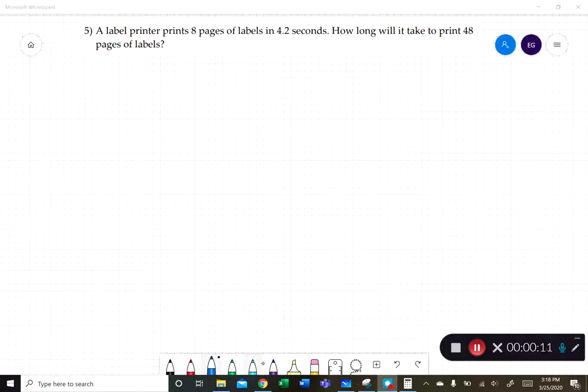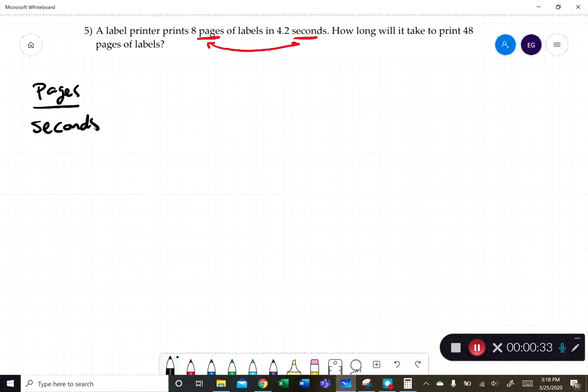Now, what we have here is a relationship or a connection between two different units. We have number of pages and we have number of seconds. And so when we have this relationship, that is a ratio. So we have a ratio of pages to seconds. And one pair of numbers that we know is that 8 pages takes 4.2 seconds. So we have pages on top, seconds on the bottom.